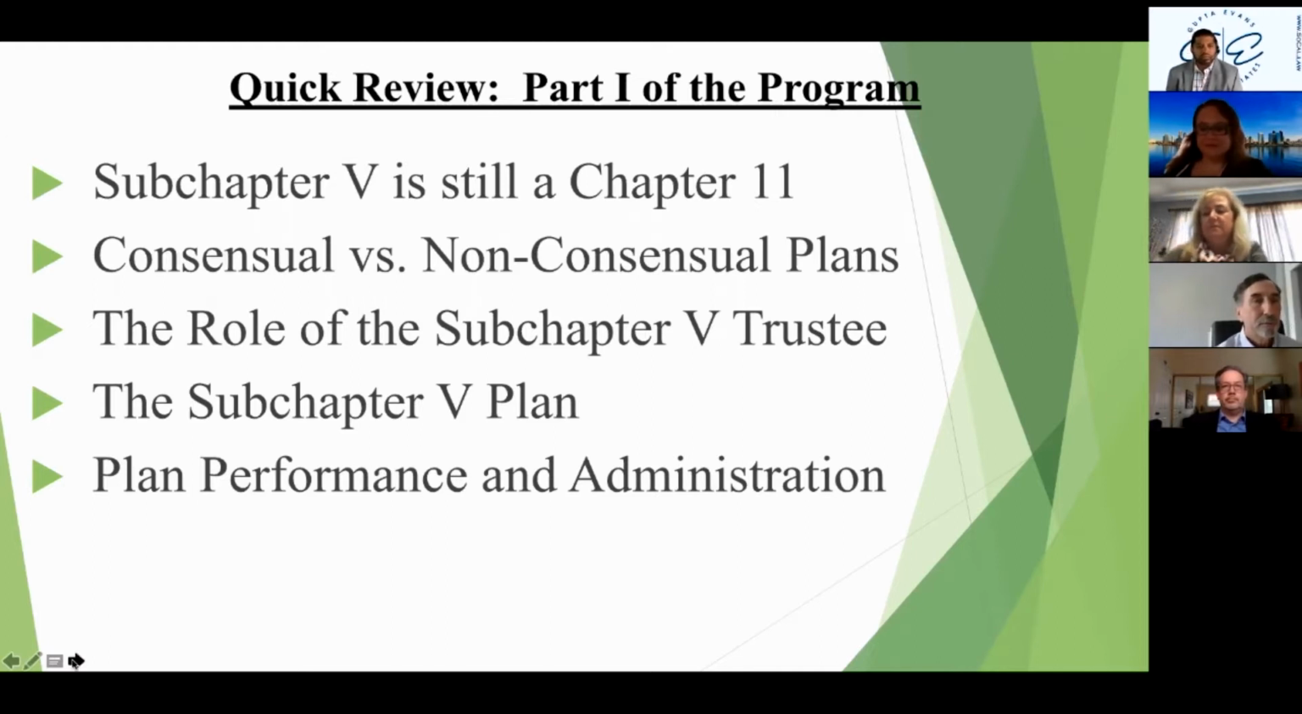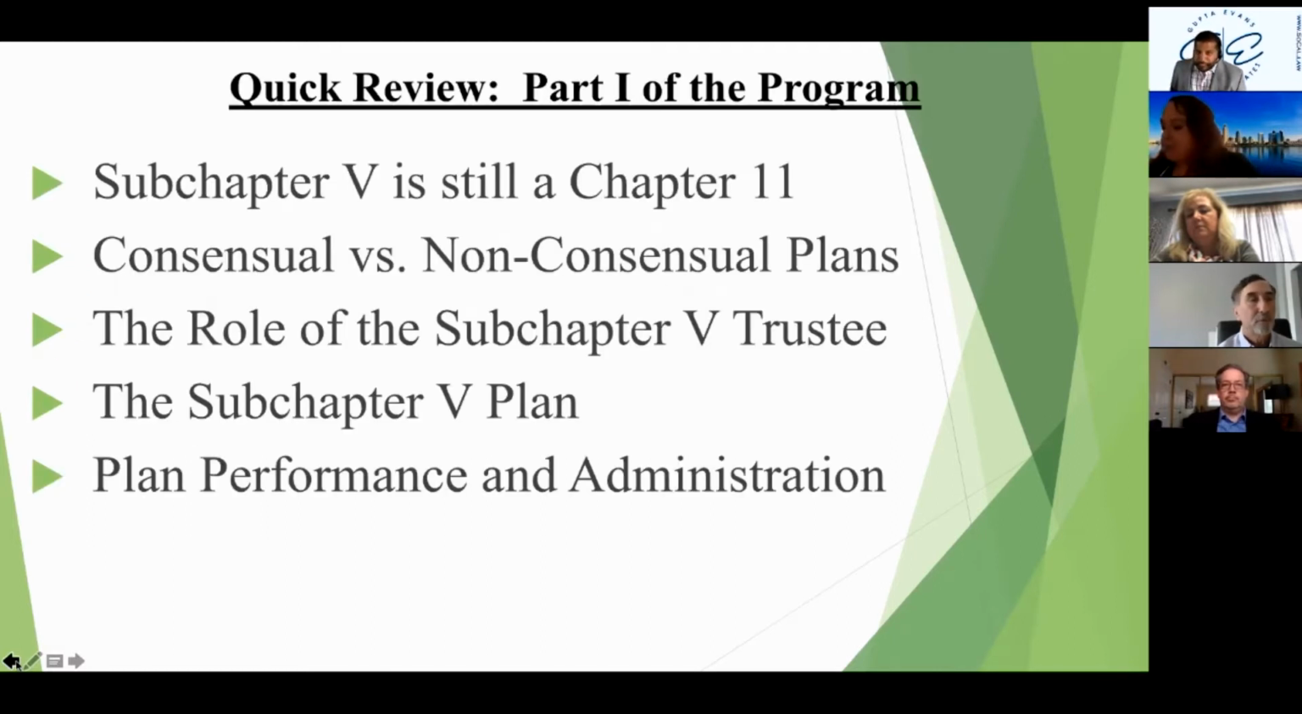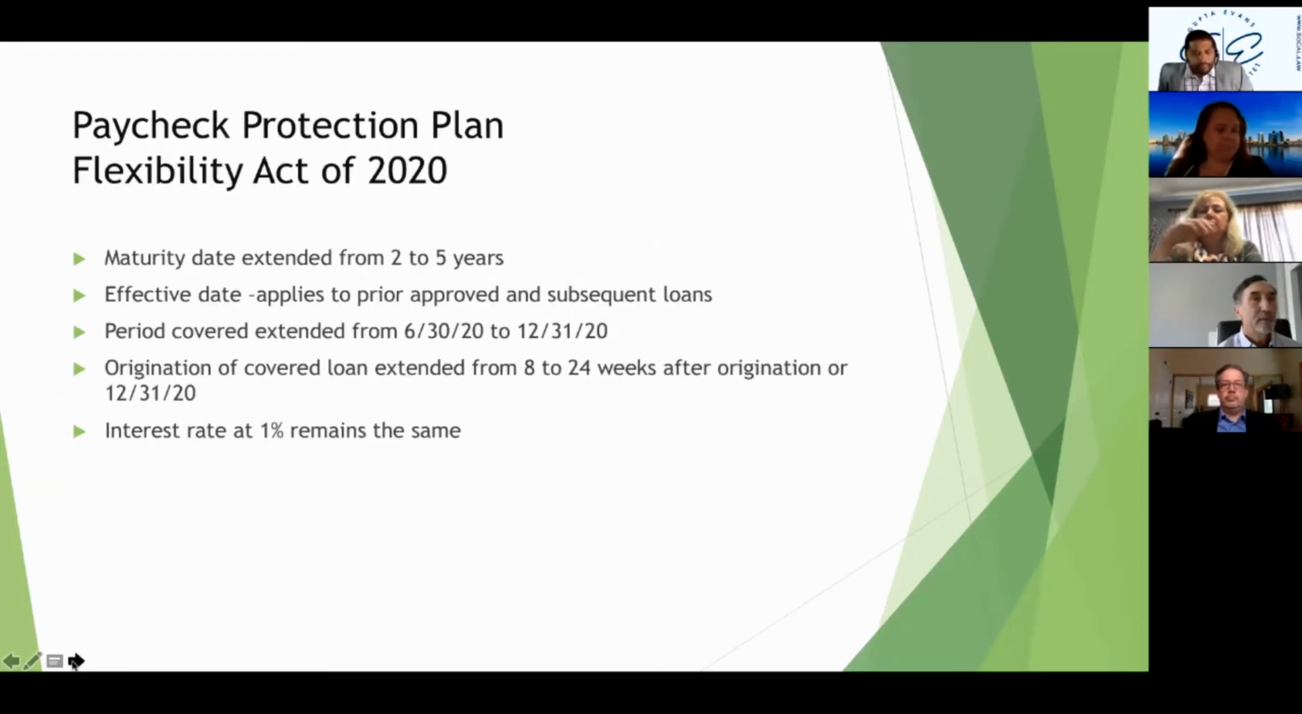And before we jump to the continuation of the program, I just wanted to present just a couple of important points. We talked before about the Payment Protection Plan, and it was amended by what's called the Paycheck Protection Program Flexibility Act of 2020. If I said Payment Protection Plan, I meant Paycheck Protection Program. And just the highlights are identified in the slide in front of you.